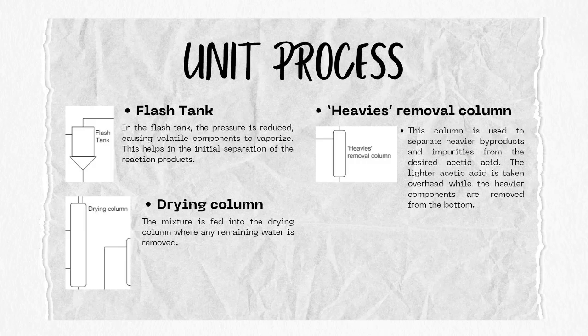The last one is the heavy removal column. This column is used to separate heavier byproducts and impurities from the desired acetic acid. The lighter acetic acid is taken overhead while the heavier components are removed from the bottom.